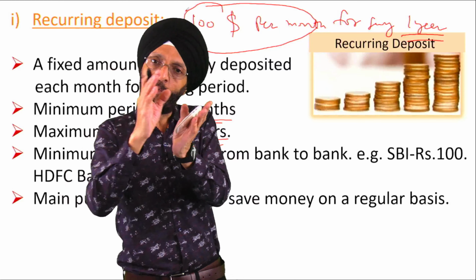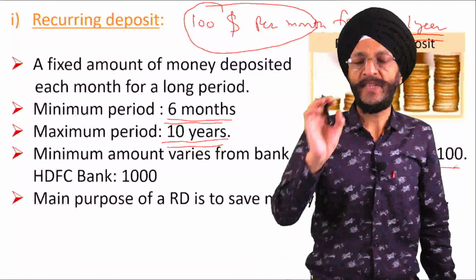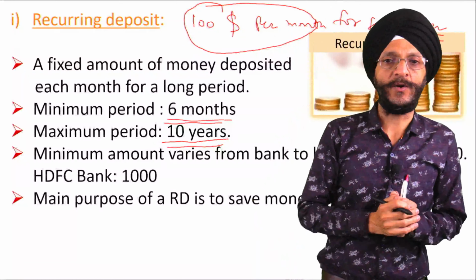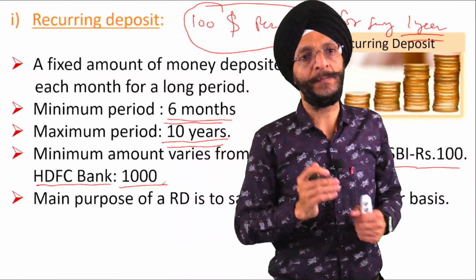We take for example, in the case of State Bank of India, we can deposit rupees 100 per month in a recurring deposit account, as the minimum amount. And to take another example, in the case of HDFC Bank, the minimum amount which can be deposited in a recurring deposit is 1000 rupees.